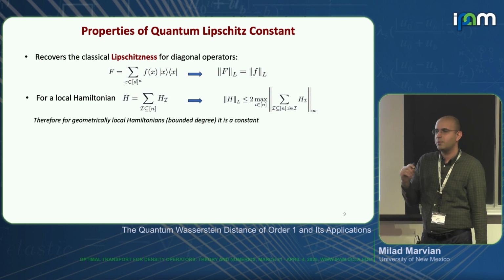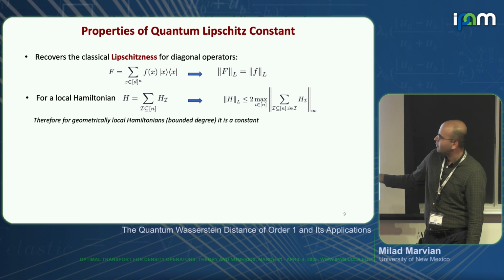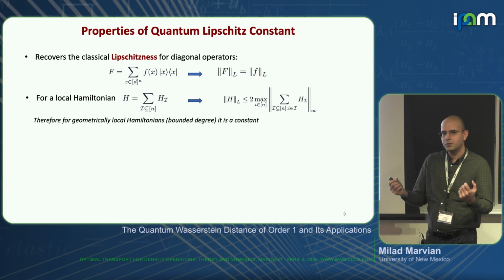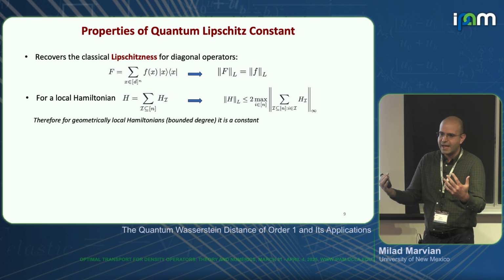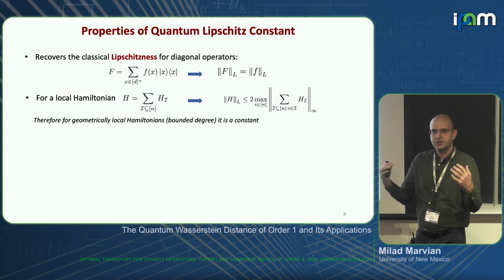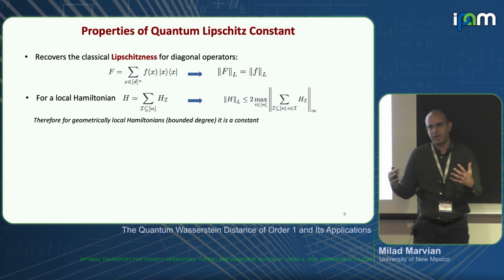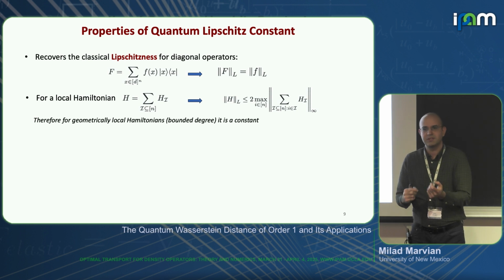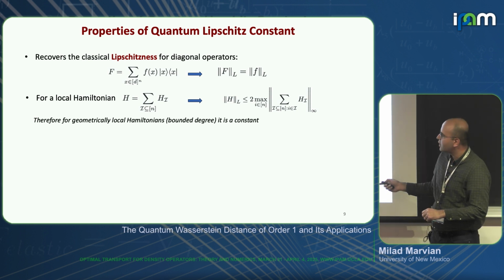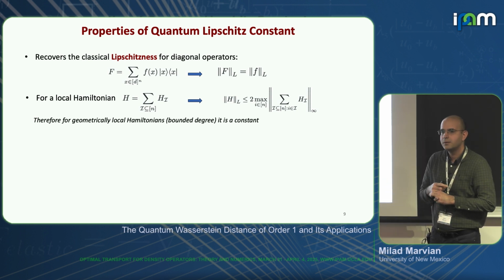To make it very explicit, and maybe that's the most important thing I want to say about this, if you have some geometrically local Hamiltonian, think of a lattice, 2-dimensional, 3-dimensional, and that's the definition of your Hamiltonian with nearest neighbor interactions, etc. This is a constant, which is different than what we get from operator norm, which grows with the size of the system.